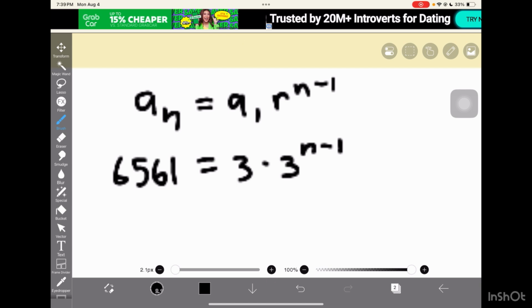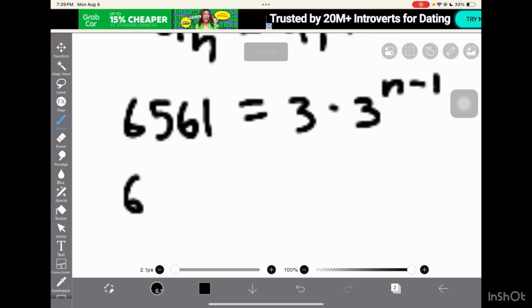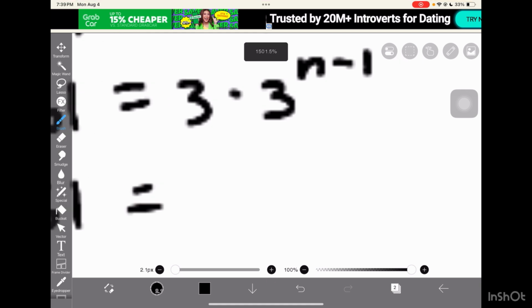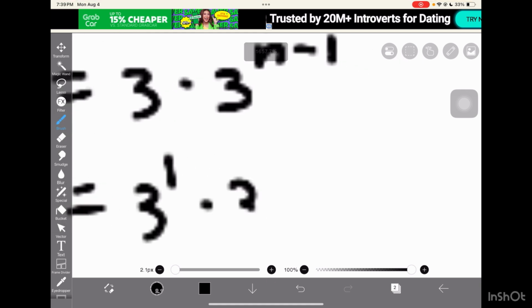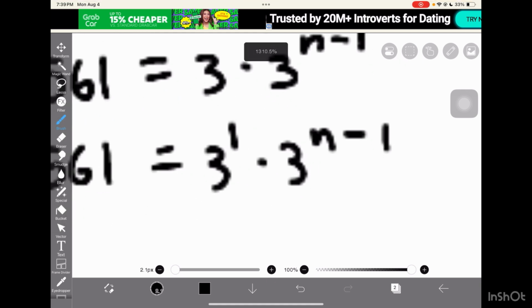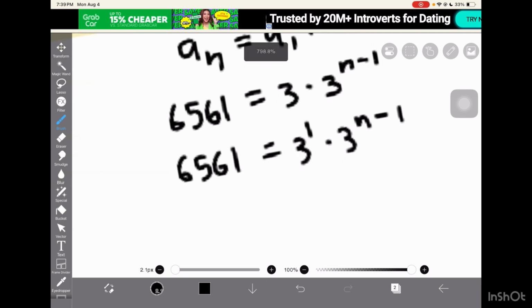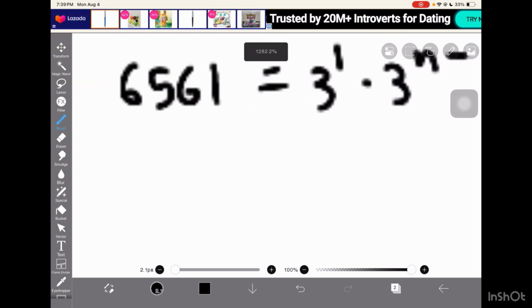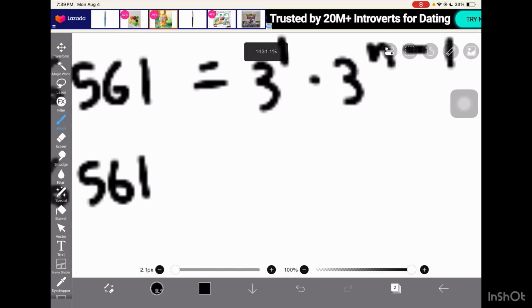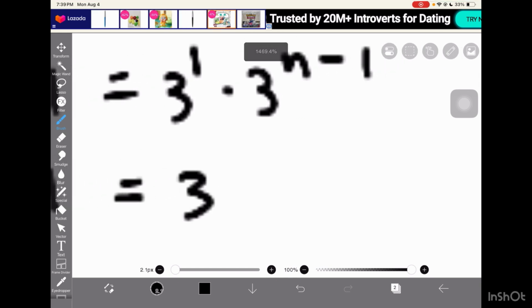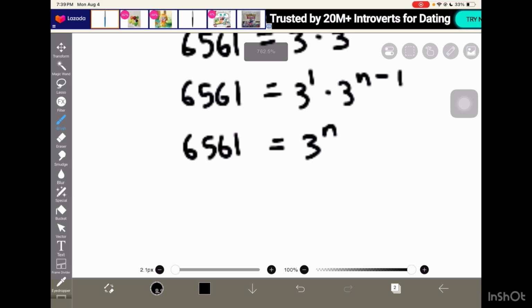But this can also be written as 6561 is equal to 3 raised to 1 times 3 raised to n minus 1. And since we're multiplying these exponents with the same base, we add them, so 1 plus n minus 1 is essentially n. So this is 6561 is equal to 3 raised to n. If you have the solve function, you can directly solve this. But if you don't, you really have no other choice. But this is already a sufficient solution, so it's okay.